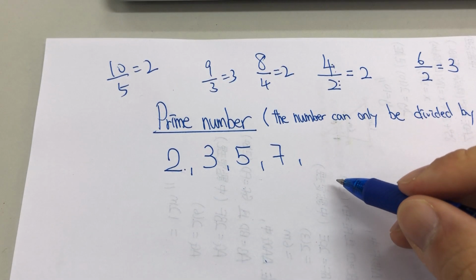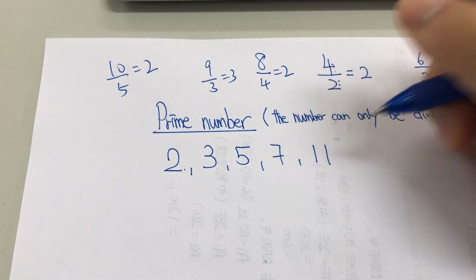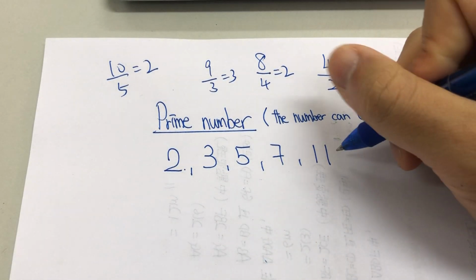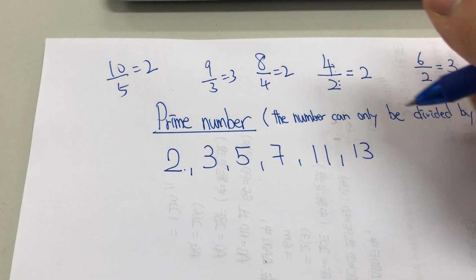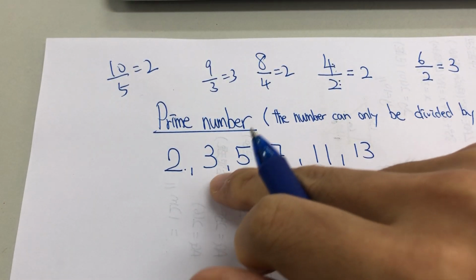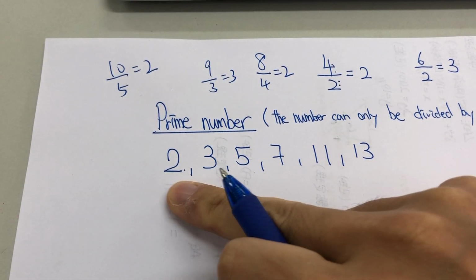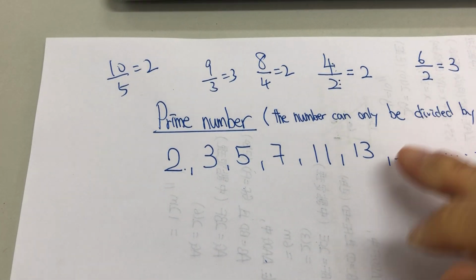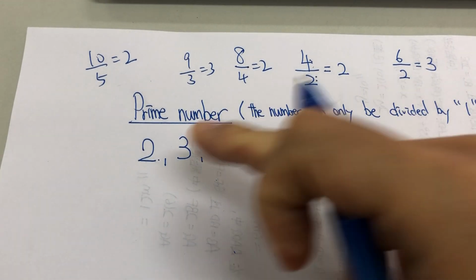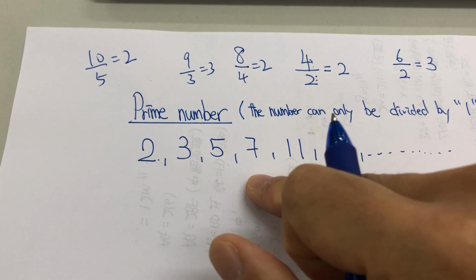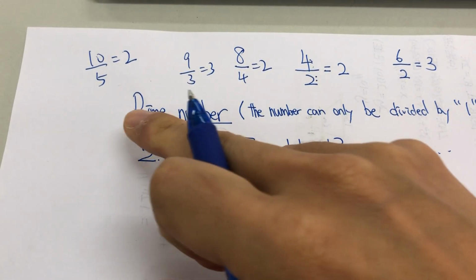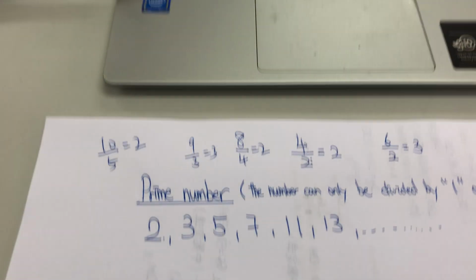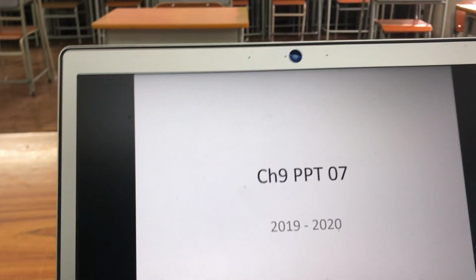What about 11? Yes, 11 could only be divided by 11 or 1. So 11 is a prime number. And then the next prime number is 13. So you should try to memorize the smallest prime numbers from 2 to 13. Of course there are many prime numbers beyond. 2, 3, 5, 7, 11, 13. These are the prime numbers. Alright, so let's go back to our PowerPoint.